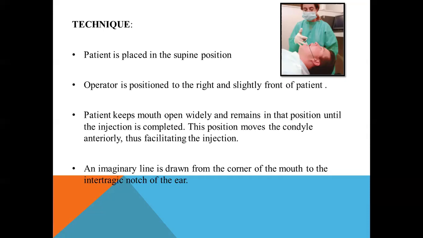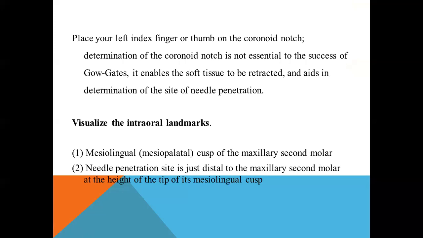An imaginary line is drawn from the corner of the mouth to the intertragic notch. So this is a picture which shows where the imaginary line has been drawn. It's drawn from the corner of the mouth to the intertragic notch. Place your index finger or thumb on the coronoid notch. Determination of the coronoid notch is not essential to the success of Gow-Gates. It enables the soft tissue to retract and aids in determination of the site of needle penetration.